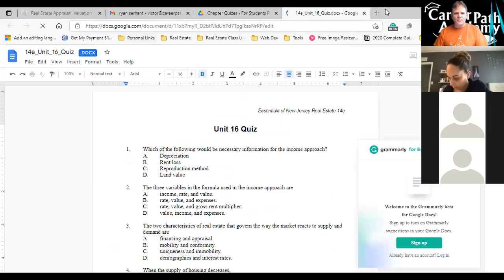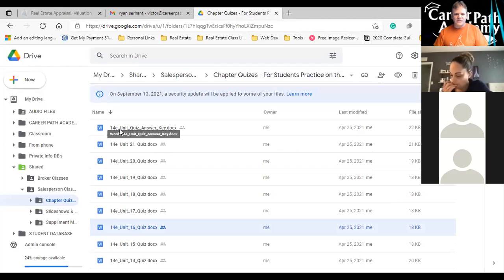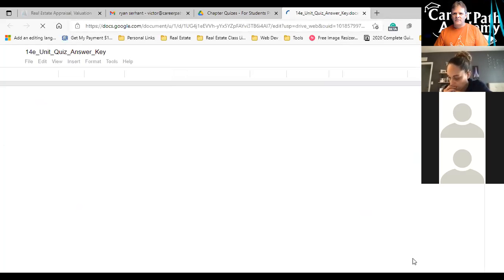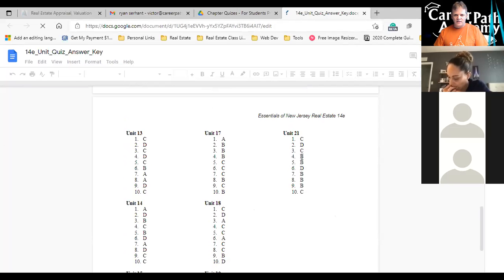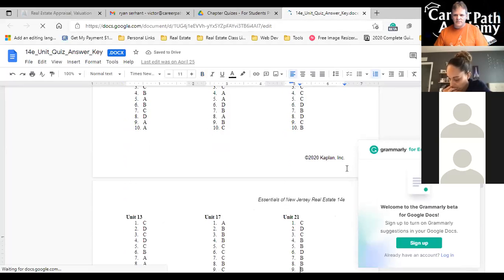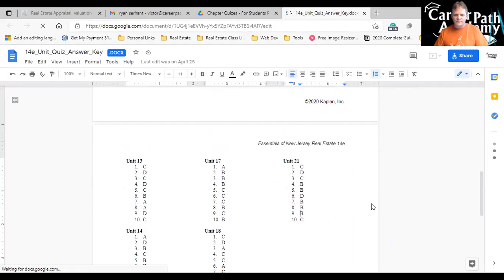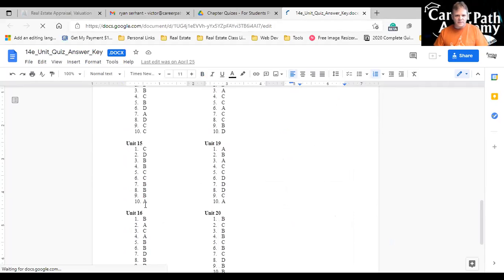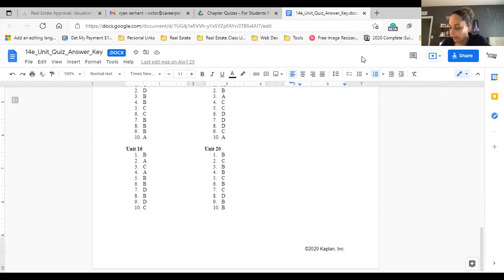But if you open up the 14th edition unit quiz answer key, it'll have the answers to everything. So for that chapter 16 one, you just go to unit 16. Where is it? It's in here somewhere. Oh, here it is, unit 16. And you've got all the answers to all the questions. These questions are more what we should expect on the state exam.